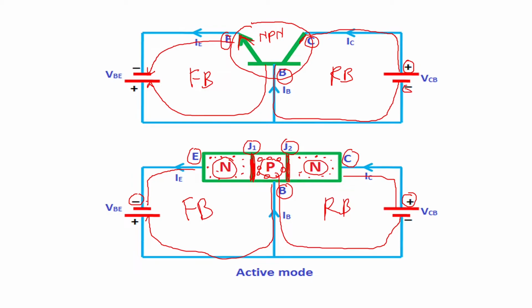Okay. So here we can define now, if the first junction between emitter and base of a BJT is forward biased, and if the second junction of the BJT, that is between base and collector, is reverse biased, then the BJT or transistor is said to be operated in active mode. So here you can see this is your active mode connection.